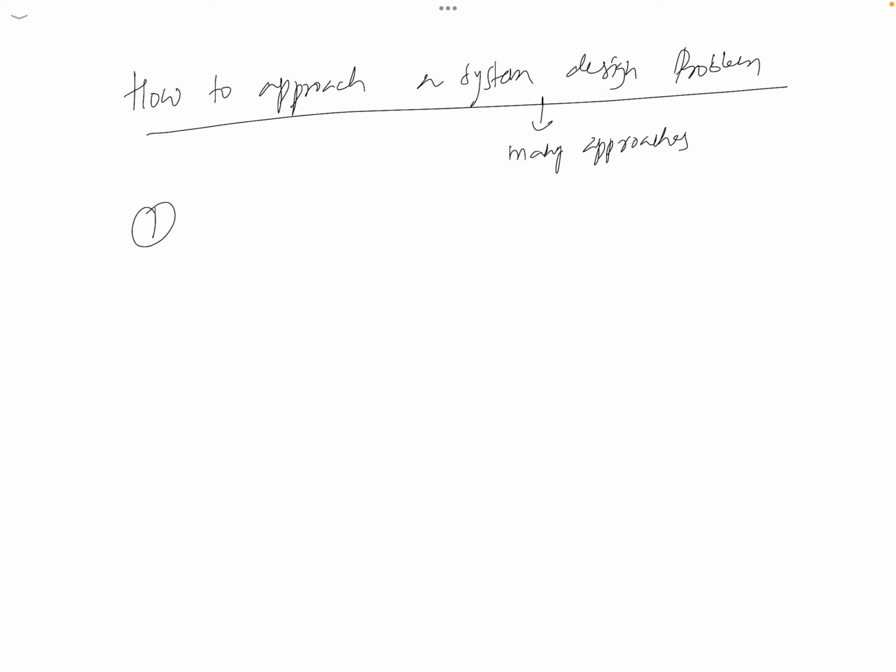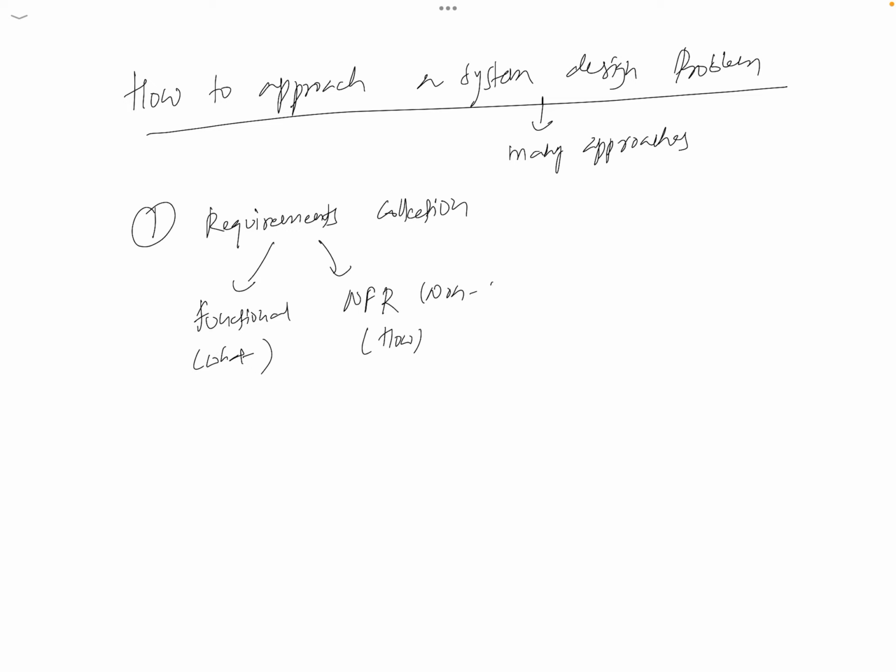The first and most crucial step would be the requirements collection. Now, the requirements can be of the functional category or the non-functional category. At a high level, the functional requirements deal with the what of the system, whereas the non-functional requirements deal with the how of the system.